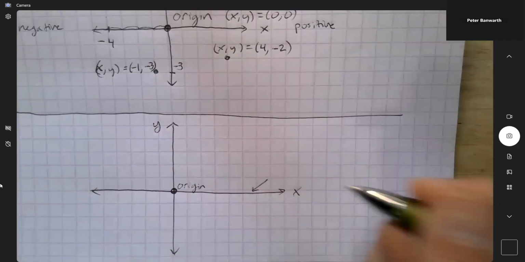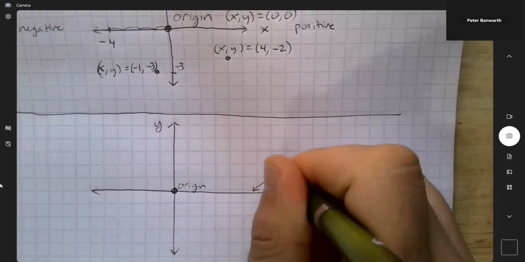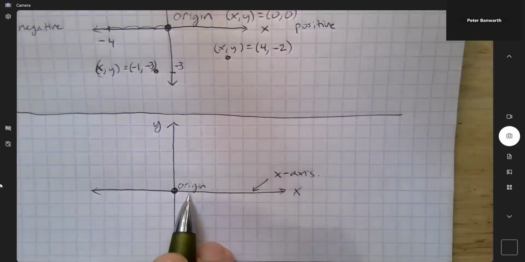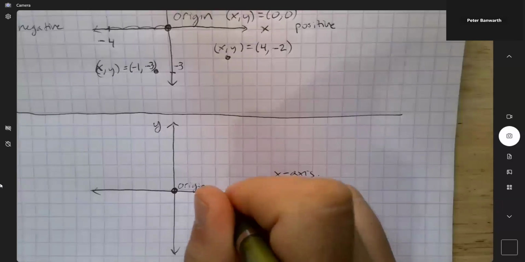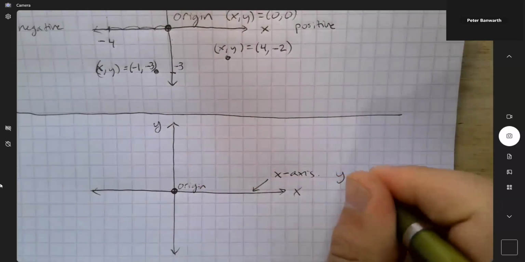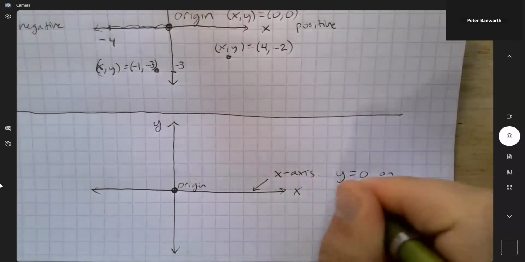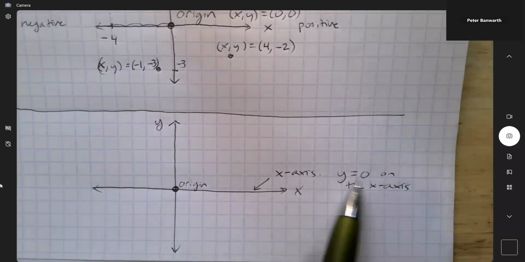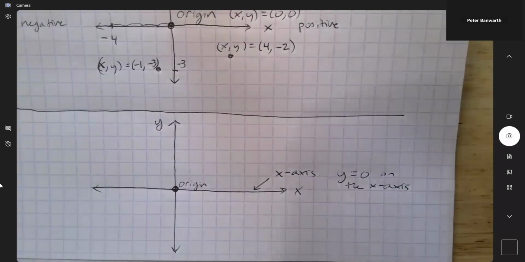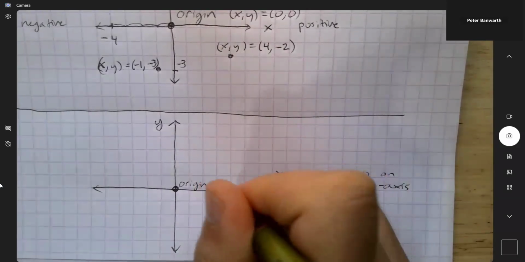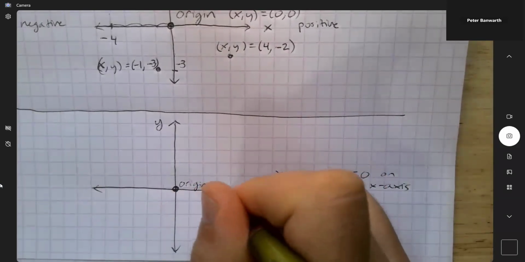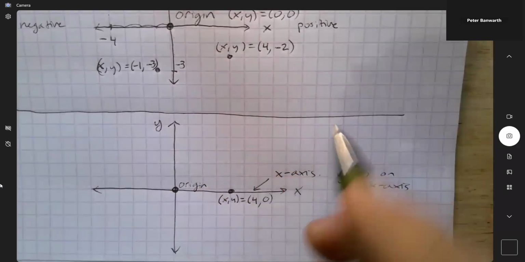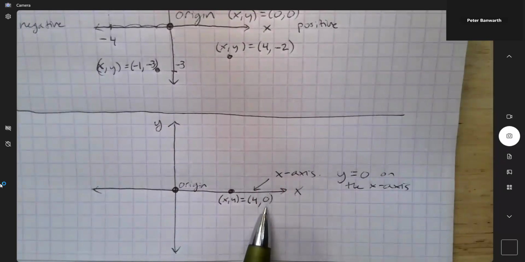We call the horizontal line the x-axis. And anytime you're on the x-axis, your y-coordinate will equal 0. Y always equals 0 on the x-axis. That's a little counterintuitive. Y is 0 on the x-axis. But if I draw a point, I've taken 4 steps to the right, and I haven't gone up or down at all, so my y-coordinate is 0.